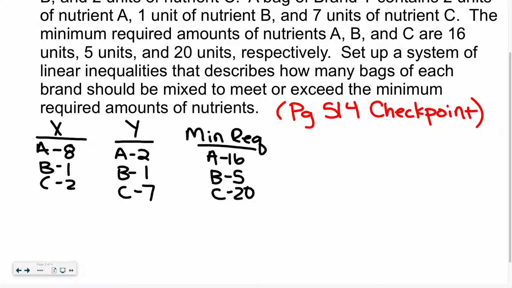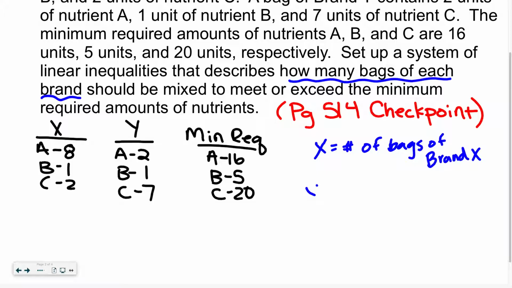What would they represent? The two kinds of food. What are you being asked to find? The number of bags, okay? So like it says, set up a system that describes how many bags of each brand. So what are your unknowns? How many bags of each brand? Okay. So X is going to be the number of bags of brand X, and Y is going to be the number of bags of brand Y.